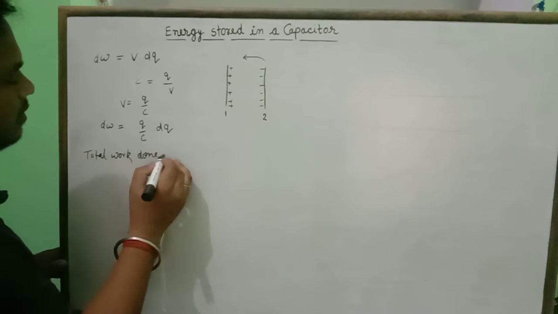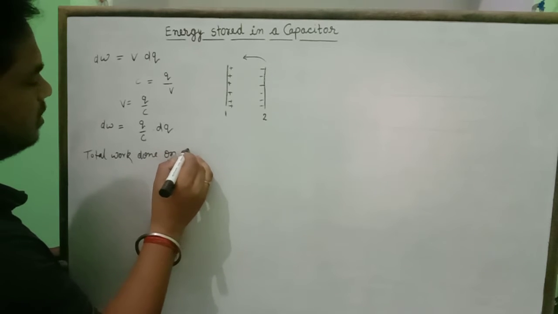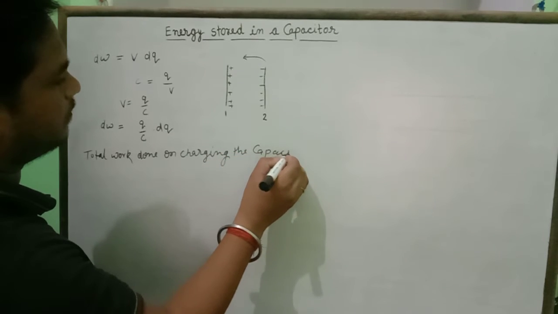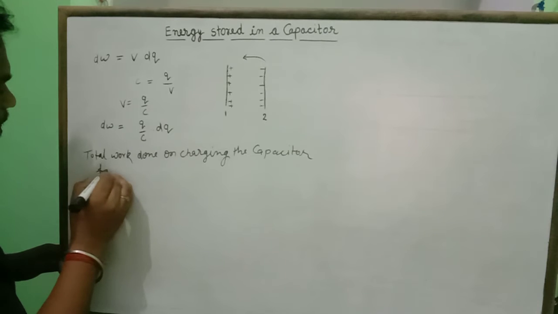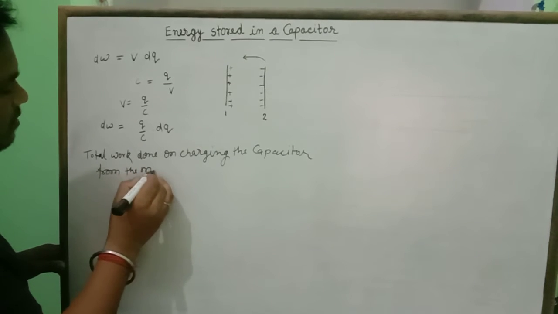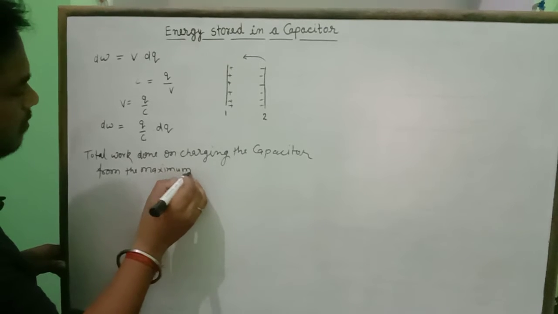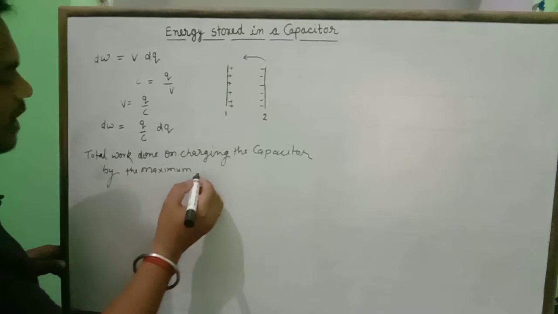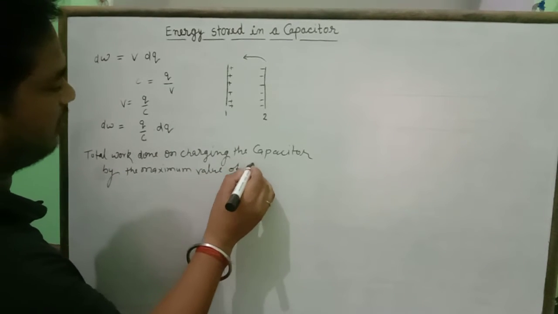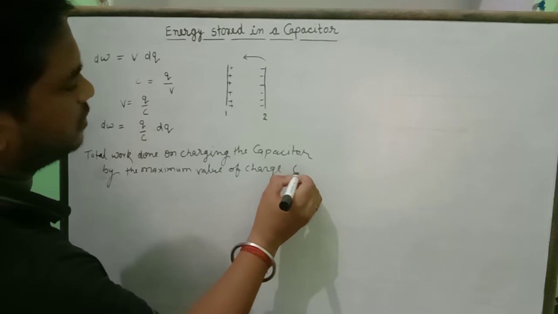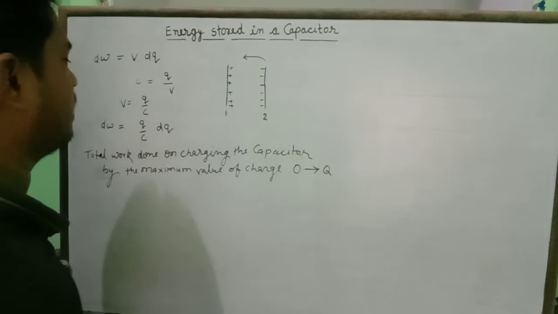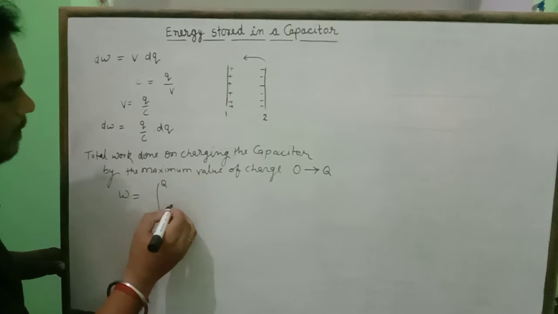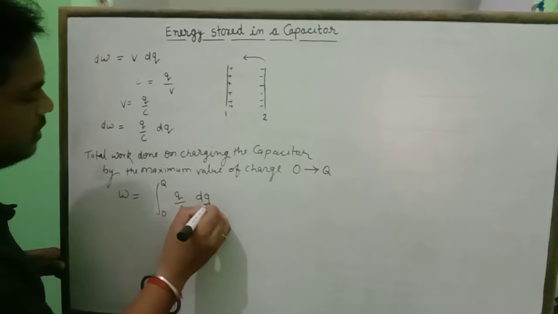done on charging the capacitor by the maximum value of charge, 0 to capital Q. So W is equal to the integration from 0 to Q of Q upon C dot dQ.